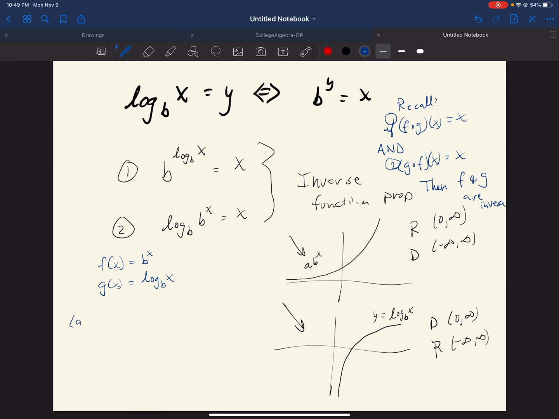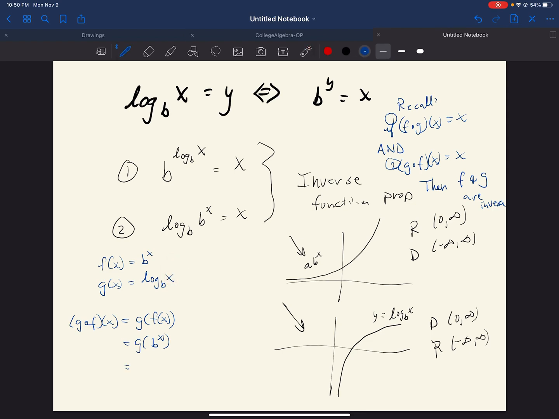So now, what is g of f of x? Well, that is g of f of x, and that's g of, what is f of x? f of x is b to the x. And now what does g do to something? Well, whatever you stick in g, if I put in x for g, then I take log base b of that x. But I don't have x anymore. I have b to the x. And so I should put a b to the x in there.